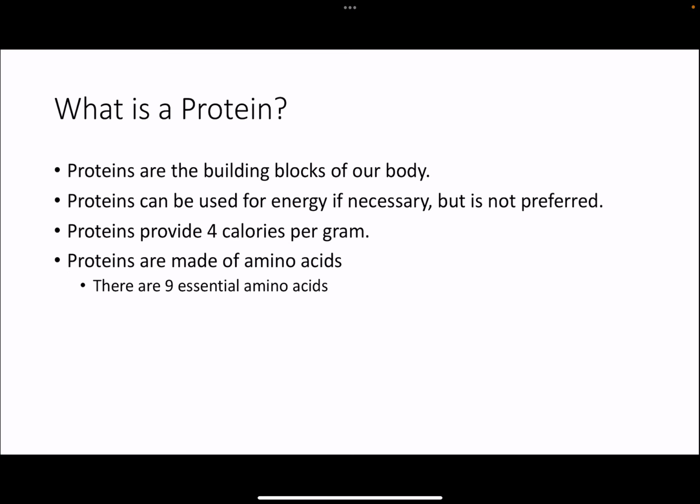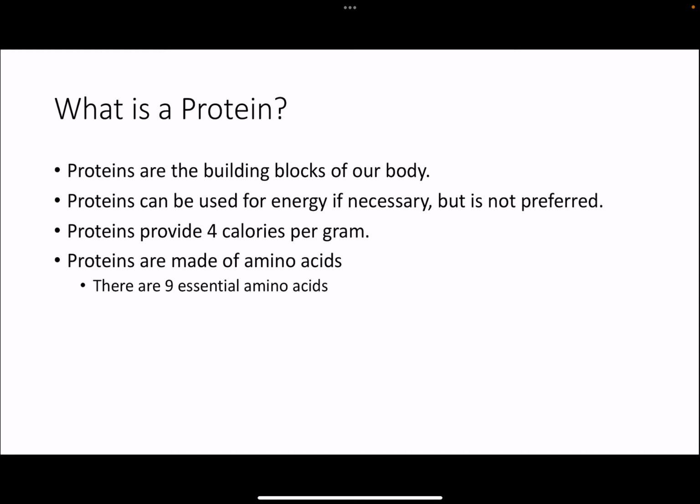Proteins are one of the main building blocks of our body. Specifically, they build up our muscles. Proteins can be used for energy if necessary, but it is not preferred. Carbohydrates are the preferred energy source of our body. Proteins provide 4 calories per gram, similar to carbohydrates.